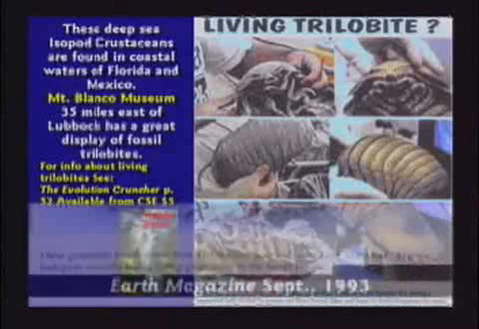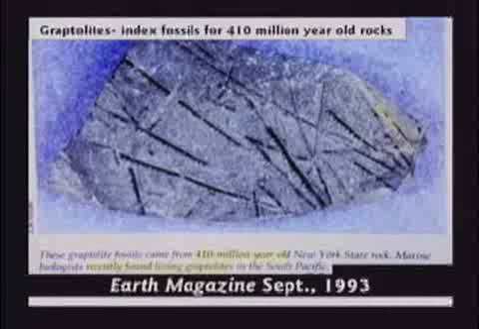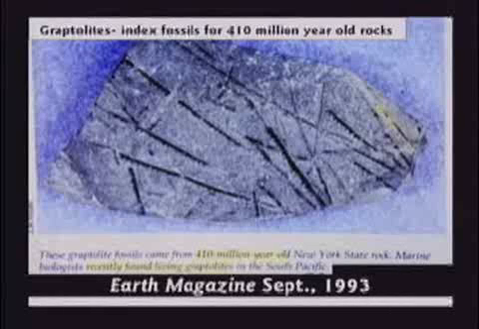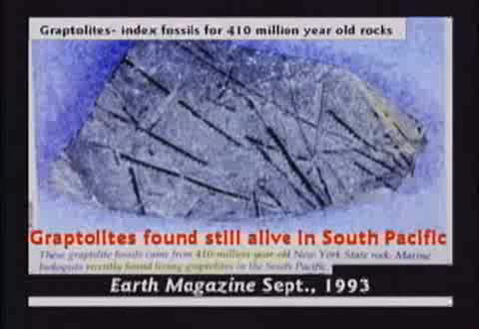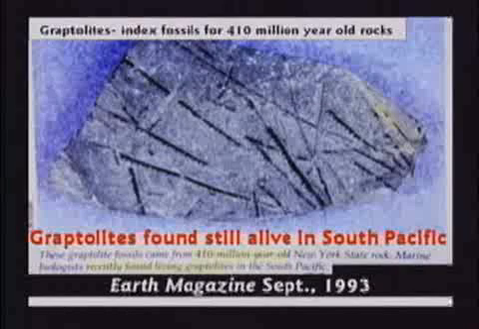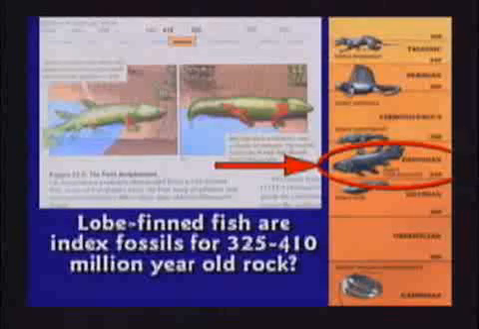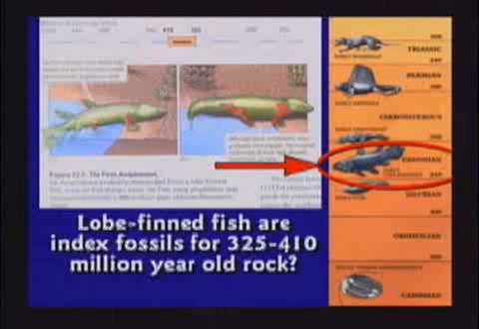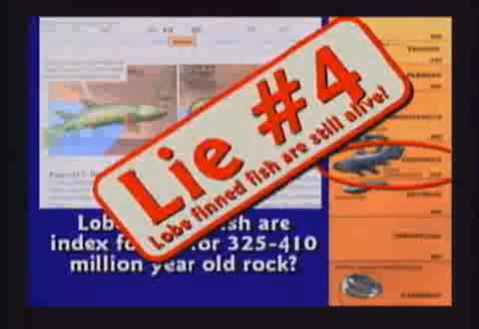This textbook shows the kids a fossil graptolite. This is the New York State fossil. It says graptolites lived 410 million years ago. Only problem is they found graptolites still alive. Now, if they're still alive, couldn't they be found in any rock layer? This one shows the kids the Devonian period. It says this is from 325 million years ago. It has lobe-finned fish. They got a short leg and then the fin. Well, this is silly. Lobe-finned fish are still very much alive today.